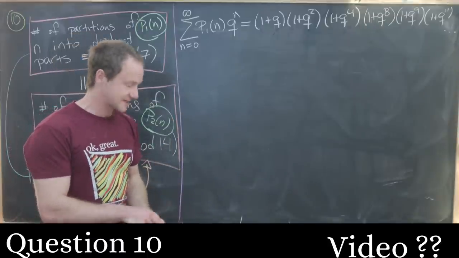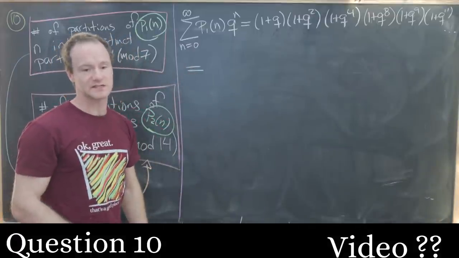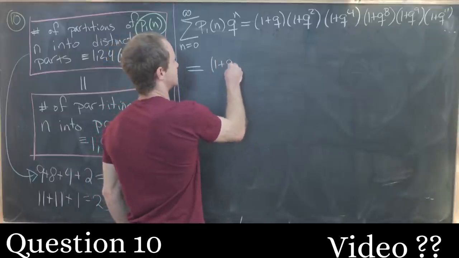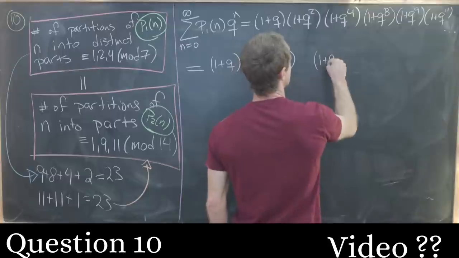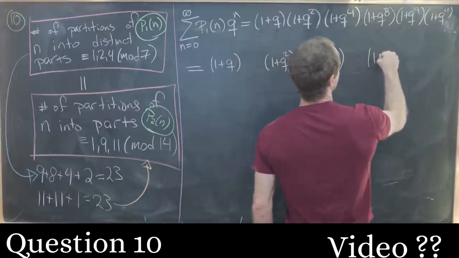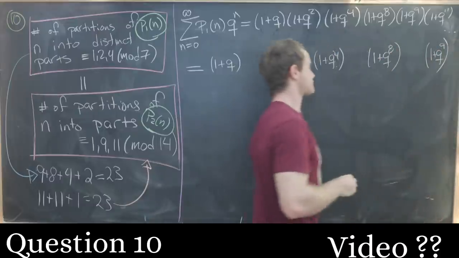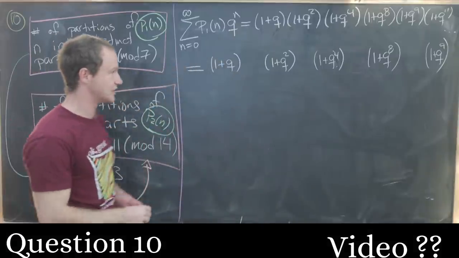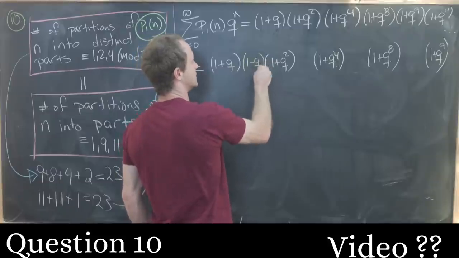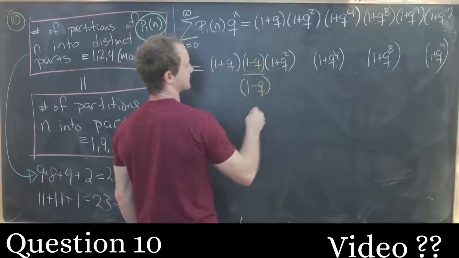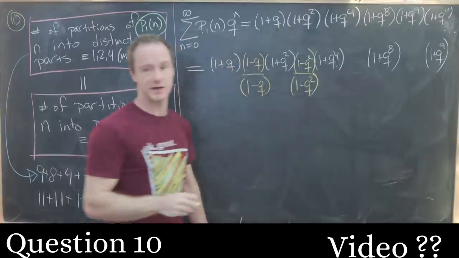Okay, so next up I'm gonna rewrite this line exactly, but I'm gonna leave some space. So I'm gonna write this as 1 plus q, then a little bit of space, 1 plus q squared, a little bit of space, 1 plus q to the fourth, 1 plus q to the 8, then 1 plus q to the 9. And then I'm going to insert a version of 1 between each of these products. So here I'm going to insert 1 minus q. That means I need a 1 minus q down here. I'm going to here put a 1 minus q squared, then a 1 minus q squared down here.